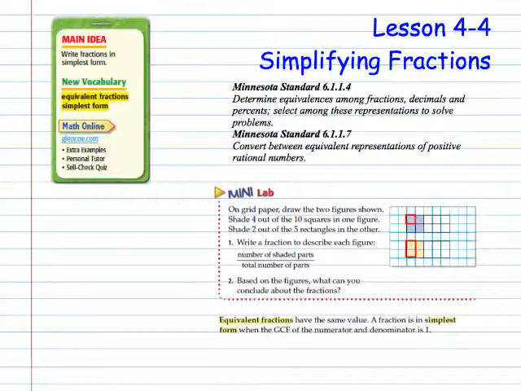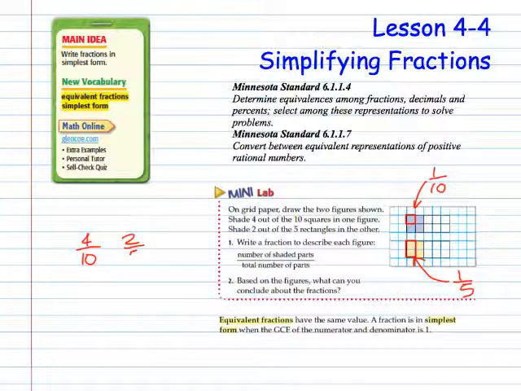You can see in the first figure here that the square represents 1/10 of the figure. In this figure, the rectangle represents 1/5. So the shaded portion in the top figure would be 4 out of 10. The shaded area in the bottom figure would be 2 out of 5.